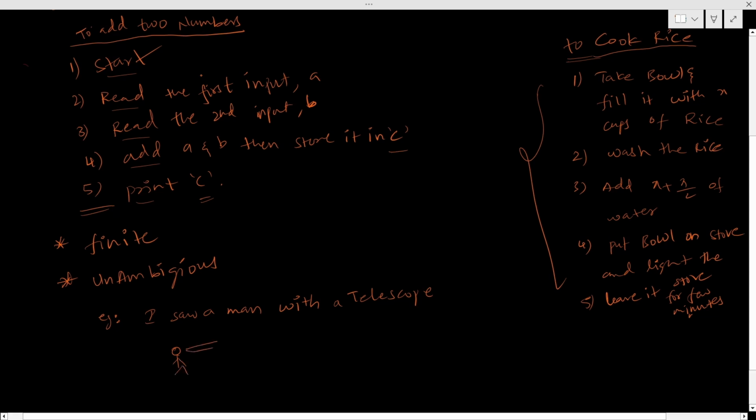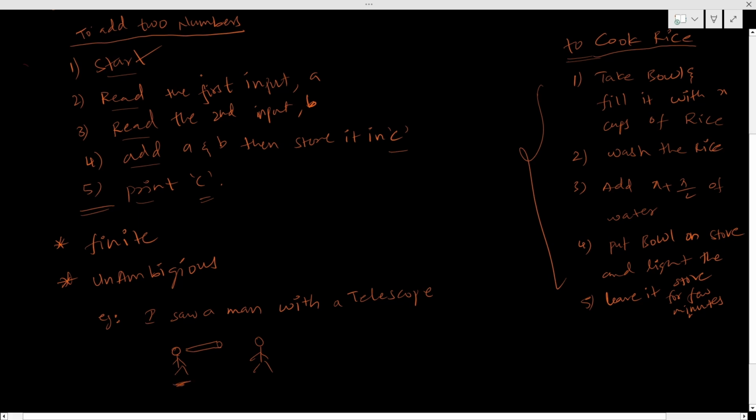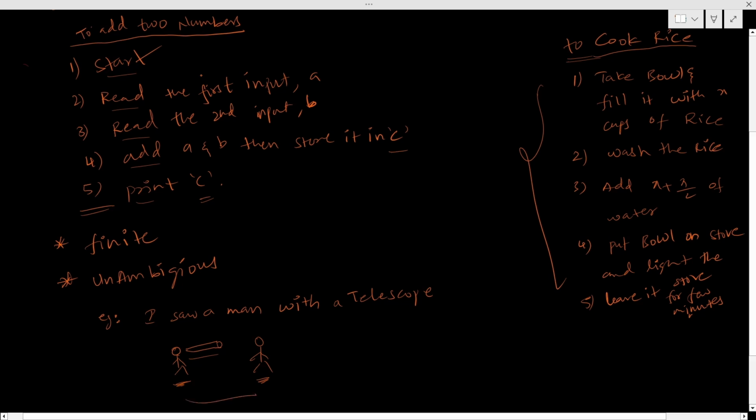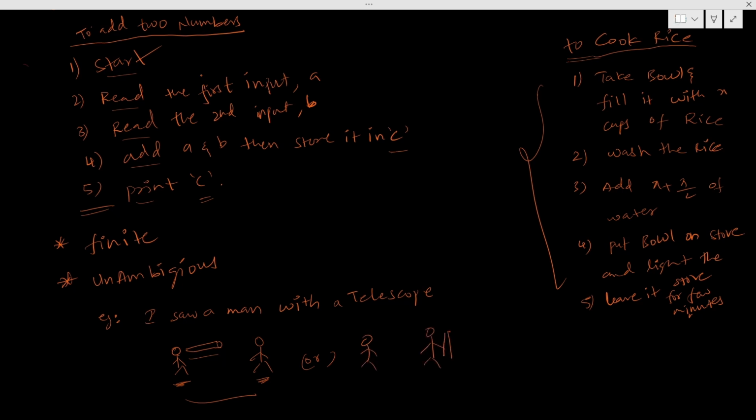Does that mean we have some man here and he saw some other man? Does the sentence mean this, or "I saw a man who has some telescope?" Which one is correct? What does the sentence specify?